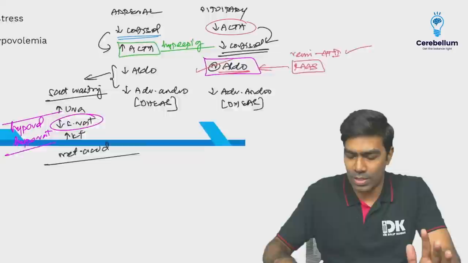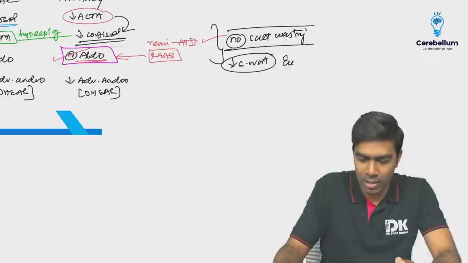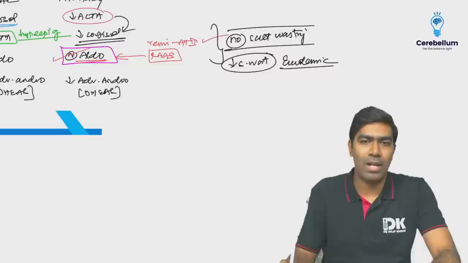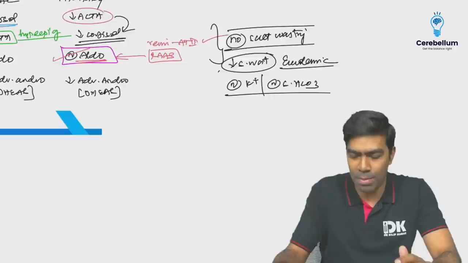So these patients will not have salt wasting, but they will have low serum sodium. Many times their serum sodium may be low, but this will be euvolemic. I told you cortisol deficiency will produce only euvolemic hyponatremia. Only aldosterone deficiency will produce hypovolemic hyponatremia. But potassium will be normal, and bicarbonate will be normal. There will be no metabolic acidosis also in these individuals. No salt wasting, no hyperkalemia, no metabolic acidosis. Only hyponatremia will be there. That also will be predominantly euvolemic hyponatremia.